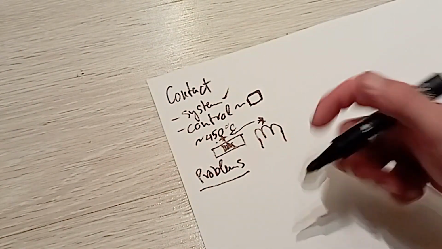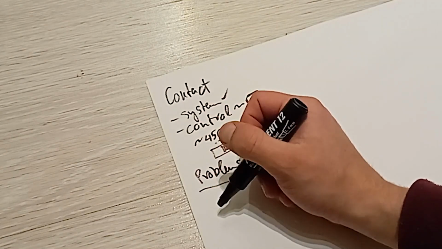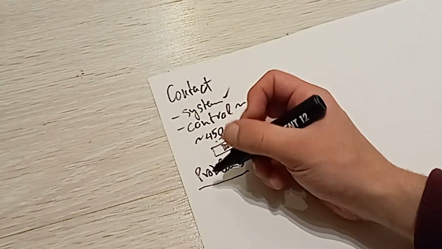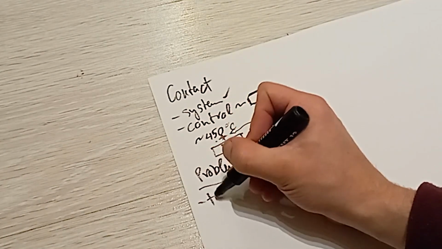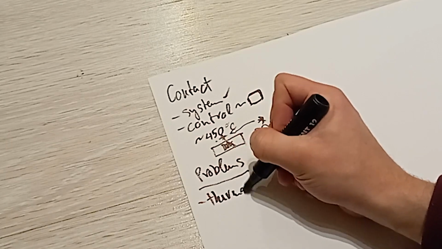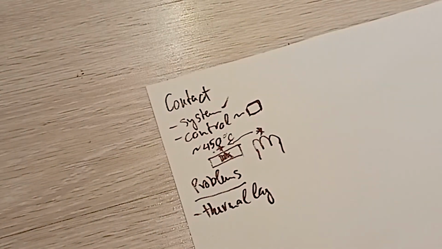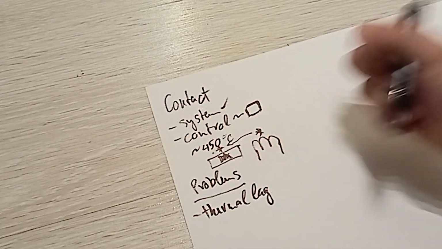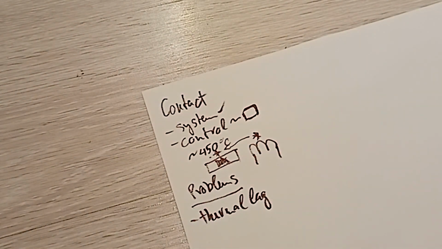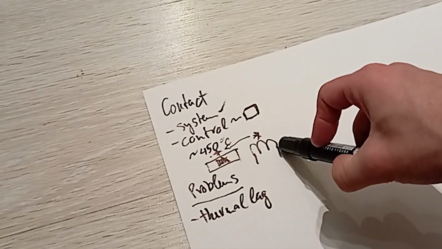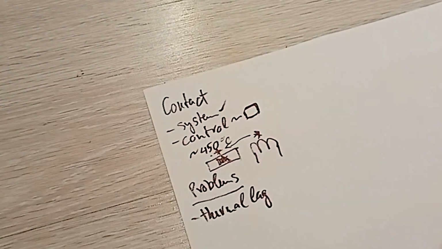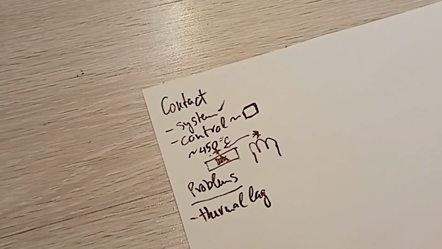So the problem is that as you heat up the heating element, there is some thermal, I don't know, lag or delay. So thermal lag, we're going to call it thermal lag. So the thermal lag is a bit tricky, because you might think that you heat this up and then it's going to immediately heat this up. No, it's not that simple.